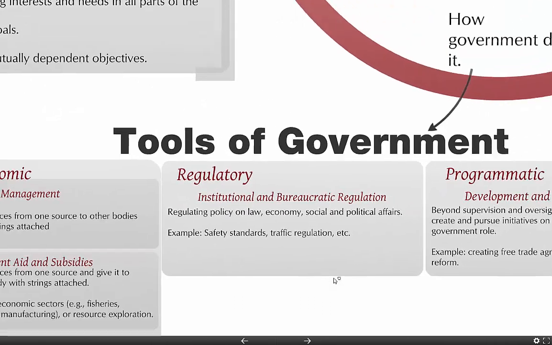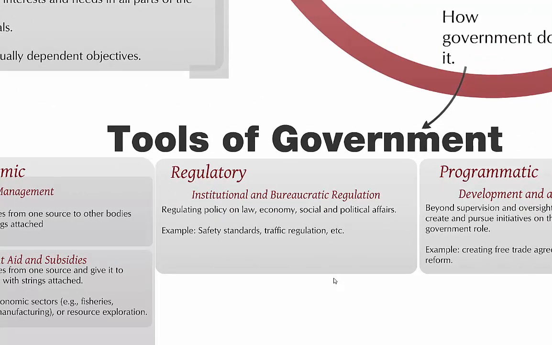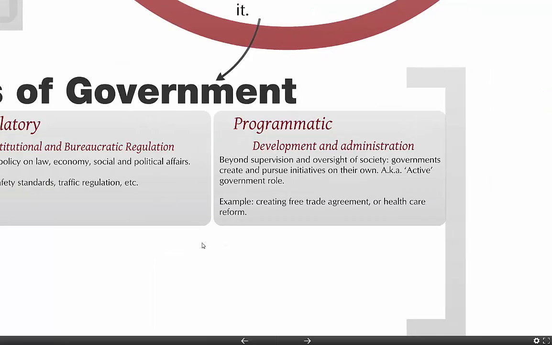There are also regulatory tools. Governments make the rules. These are institutional, bureaucratic. They regulate how the law works, how the economy works, social and political affairs. And this is everything from traffic rules to safety standards in particular professions, or how you build houses, to zoning laws, to criminal justice.